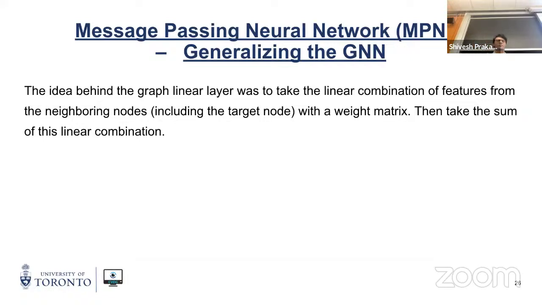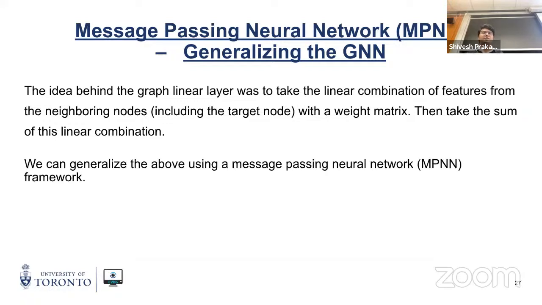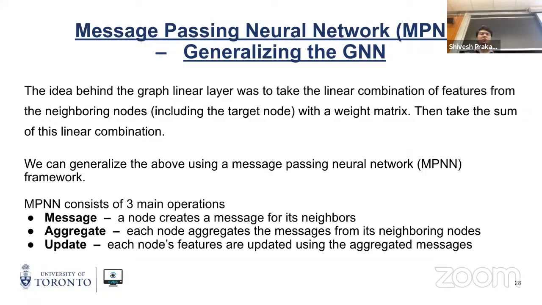Okay, so now let's generalize what we've been doing so far. The idea behind the graph linear layer was to take the linear combination of features from the neighboring nodes, including the target node or the node in consideration, with the weight matrix, and then take the sum of this. So we can generalize the above using a message passing neural network framework. Essentially, there are just 3 steps in it. First, I'll explain a gist of these three steps, and then I'll explain them in detail in the upcoming slides. In the first step, each node creates a message for its neighbors. Afterwards, each node aggregates the messages that it received from its neighboring nodes. And finally, the node's features are updated using the aggregated messages.